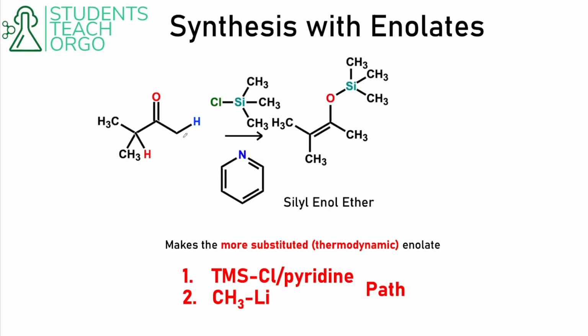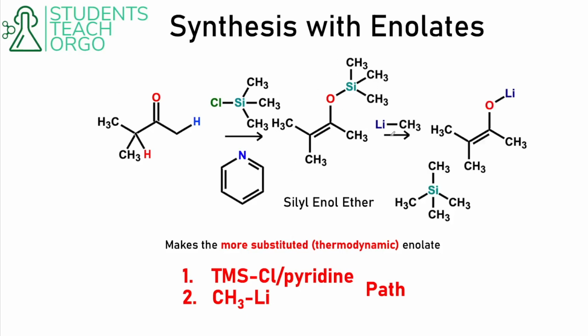And to get rid of the silicon, here, that might have been slightly confusing, but I just want to show you that this is the same molecule that we just had before. We can introduce lithium, methyl lithium. What methyl lithium will do is the silicon will attack the methyl group here, and so you'll get tetramethylsilane. And again, we will have captured our enolate here that has the lithium bound to the oxygen. But notice this time the double bond is on the other side, the thermodynamic enolate.